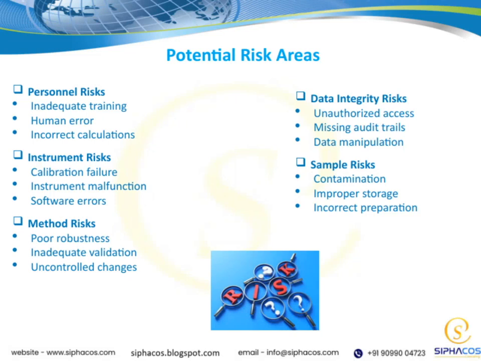When we look at potential risks, they fall into several key areas. Personnel risks include things like inadequate training, human error, and incorrect calculations, all factors tied to the people behind the process. Then there are instrument risks, like calibration failure, malfunctions, or software errors that can throw off results. Method risks cover poor robustness, inadequate validation, and uncontrolled changes. Basically, weaknesses in how we do things. We also have data integrity risks, such as unauthorized access, missing audit trails, or data manipulation. Finally, sample risks like contamination, improper storage, or incorrect preparation can all impact outcomes. Each area demands careful attention.